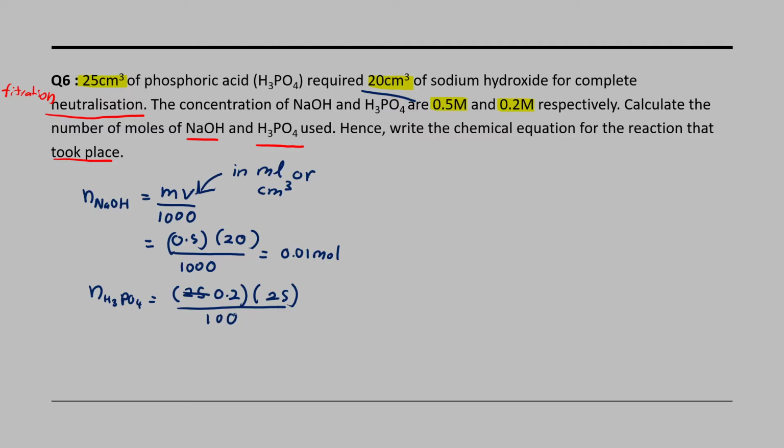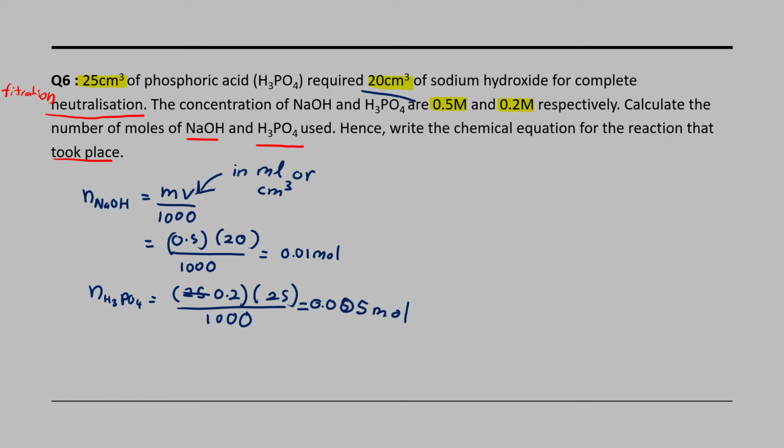over 1000. So this kind of question is very common, that it tricks you. If you look at the order that it gives, first it gives the volume of phosphoric acid then sodium hydroxide, but for the concentration, it switches, it gives sodium hydroxide first then phosphoric acid. So usually the mistake comes from careless mistake. So it is 0.005 mole. Okay, so we have got both of the moles.